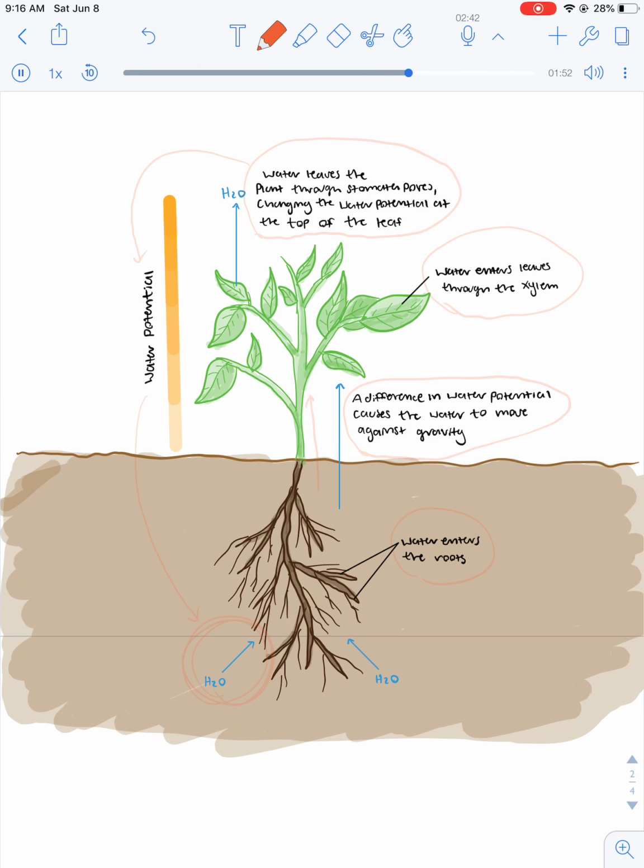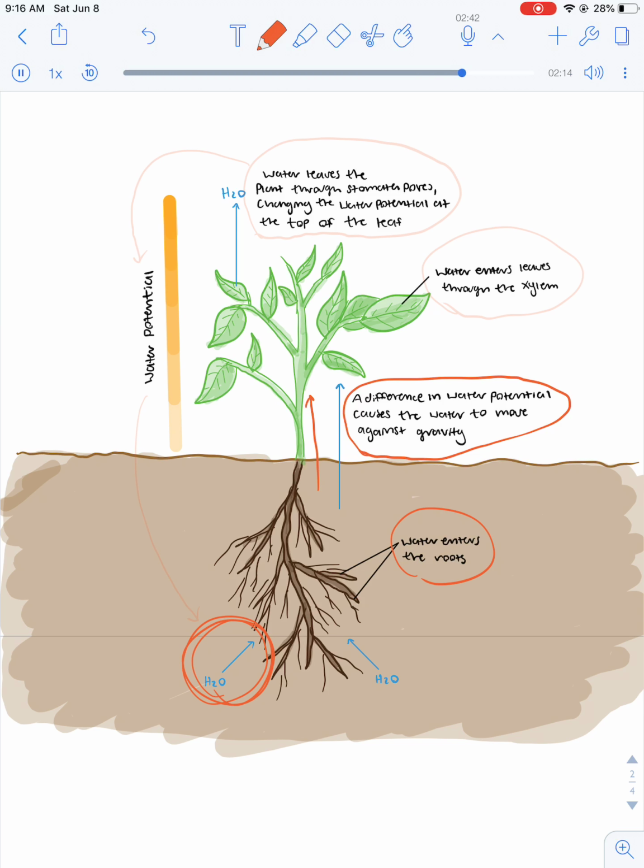Down here in this diagram, you can see that water will enter from the soil into the roots of a plant. After water enters the roots, it will be drawn upward because of the water potential, so it will move against gravity into the rest of the plant.